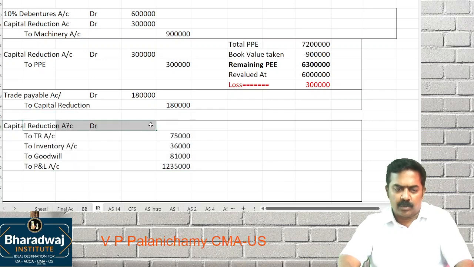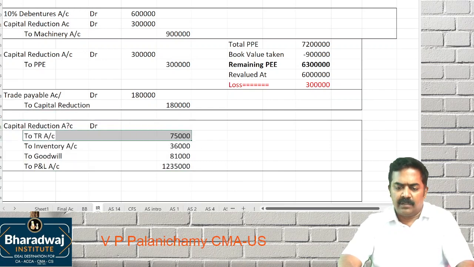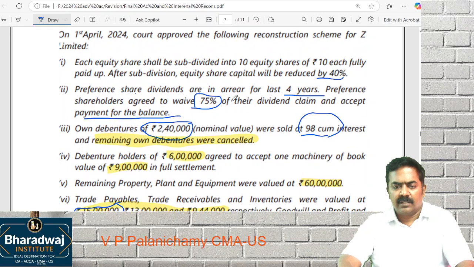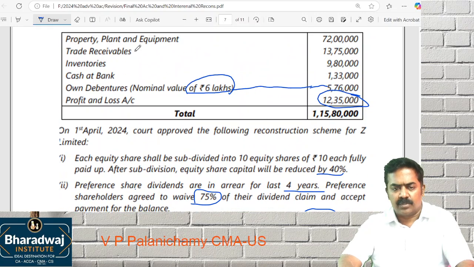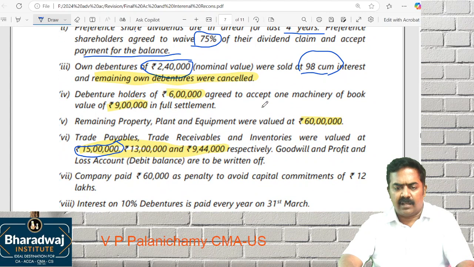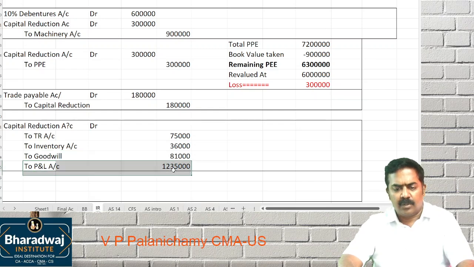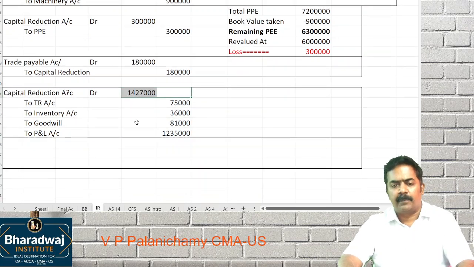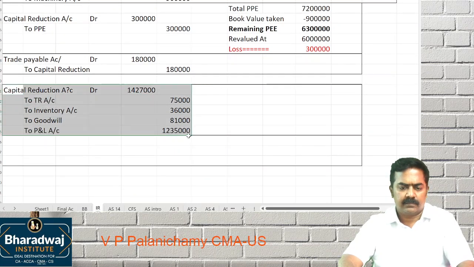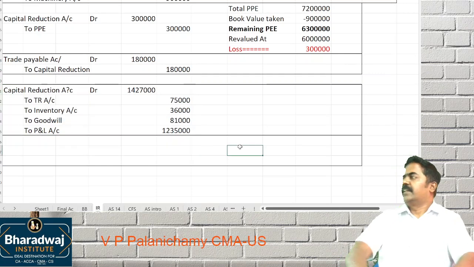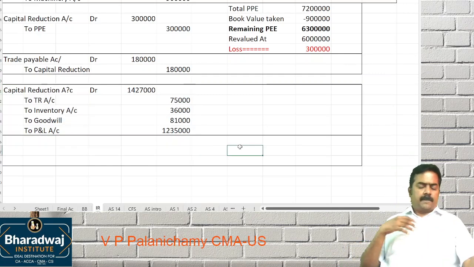Or we can take the capital reduction account total. Look at the trade receivable book value and revised value. Book value 13 lakh 75,000, revised value 13 lakhs. Inventory 9 lakh 80, revised value is 9 lakh 44,000. The difference to trade receivable and inventory. Goodwill they ask you to write off fully. To P&L account they ask you to eliminate. Total amount you debit to which account? Capital reduction account, credited out to various assets.